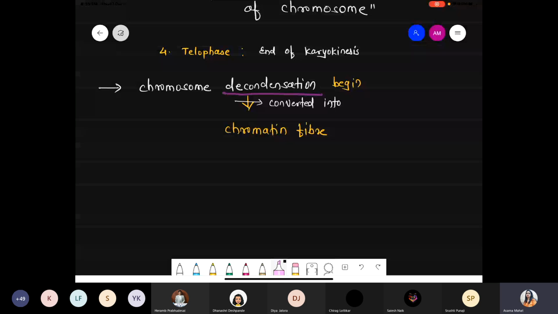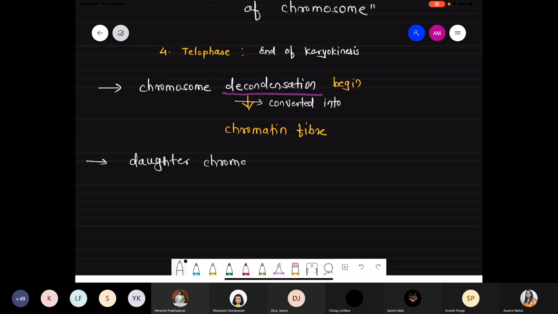Now the next event: we are talking about sister chromatids. Now they reach their respective opposite pole. So now we are talking about, can we use daughter? That's better. So we are talking about daughter chromatids. They reach their respective pole, exactly toward the opposite direction. So this is the second event.